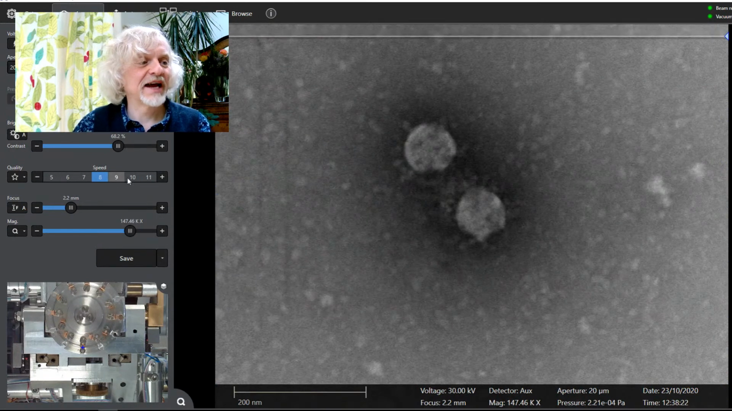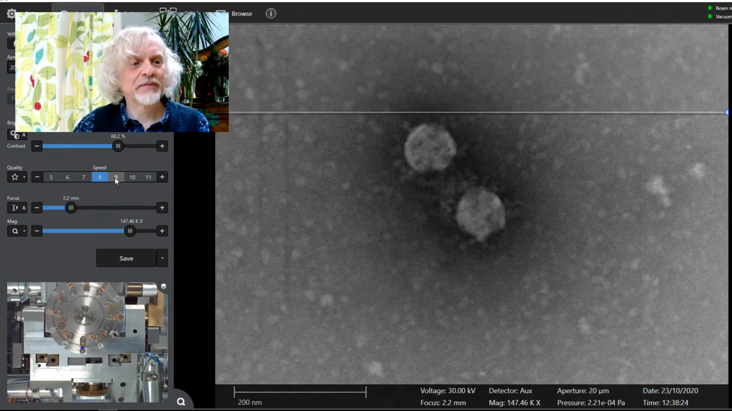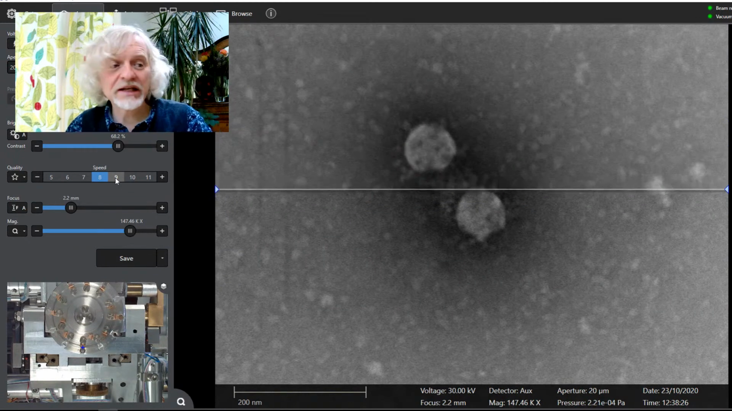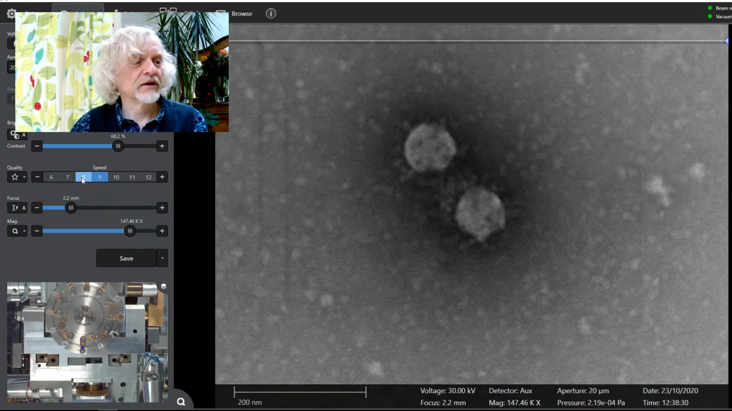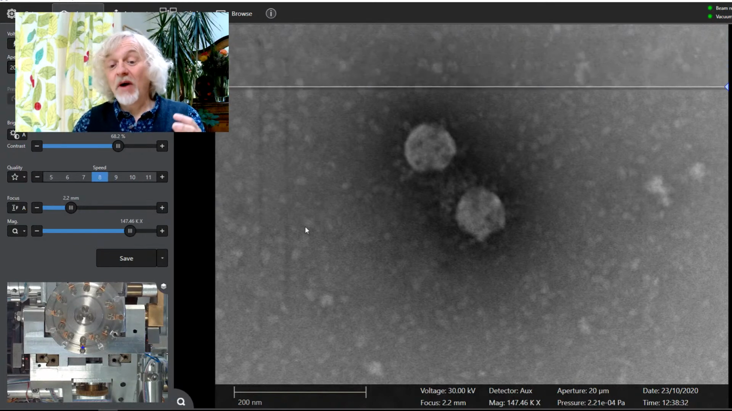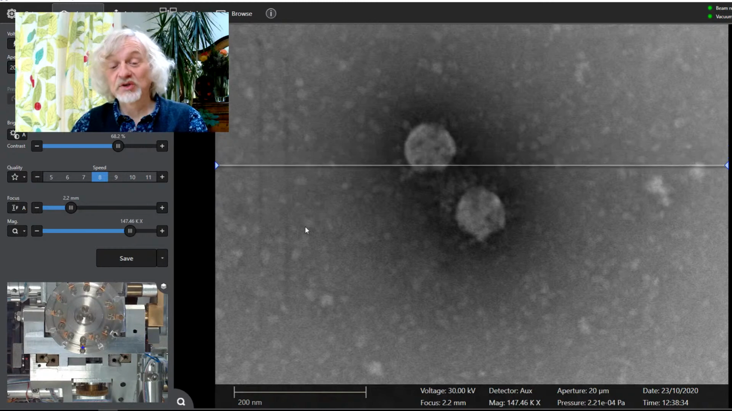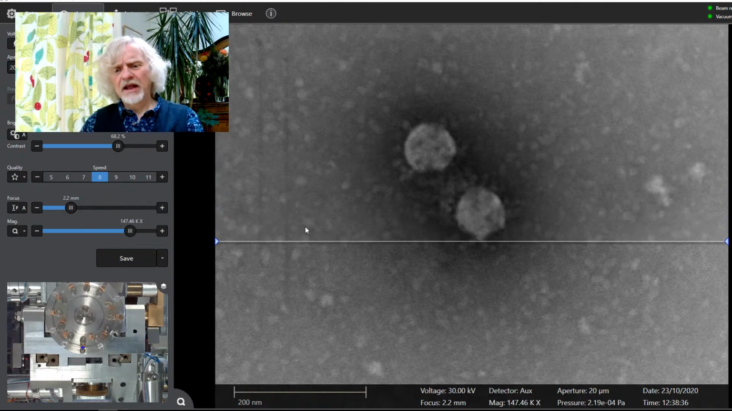Let's slow it down a little bit so we get nicer pictures. It's not going to give us much more resolution, but it will slow the whole thing. Oh, that's too slow. Let's go a bit faster. But there you go. And now we can see the actual virus particles and we can start to see some details.